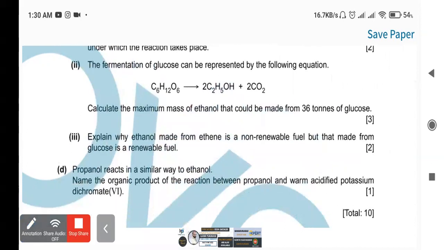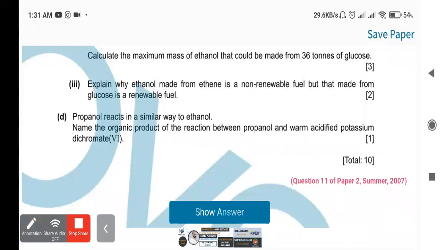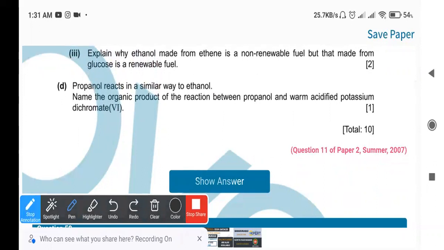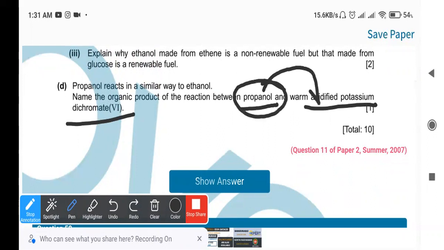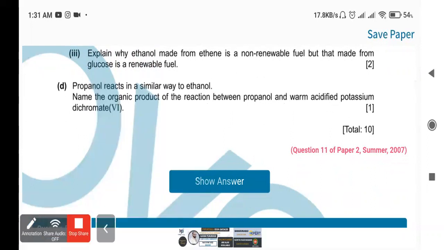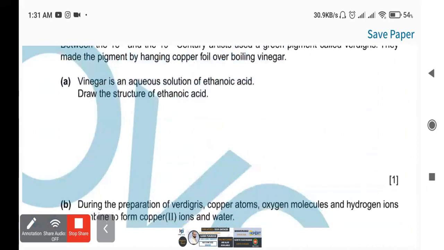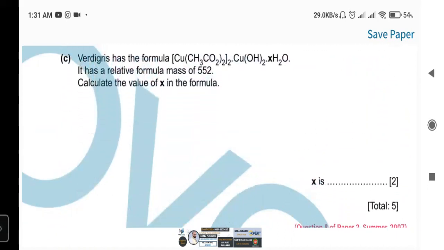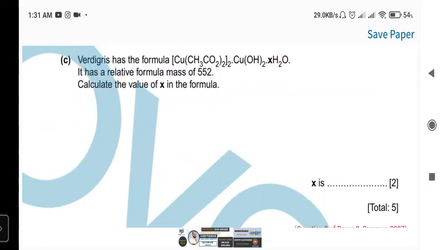We have already discussed fermentation. So here, propanol and acidified potassium dichromate. Acidified potassium dichromate is also an oxidizing agent, similar to acidified potassium manganate. It will oxidize propanol, and on oxidation of an alcohol, we get a carboxylic acid. So from propanol, after oxidation, we will get propanoic acid, just like when we use acidified potassium manganate. The structure of ethanoic acid we have already drawn. This is a mole maths question, you can do it.